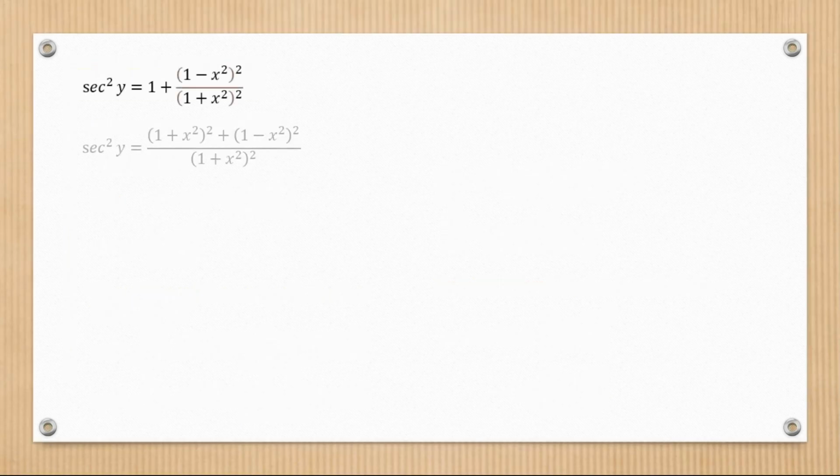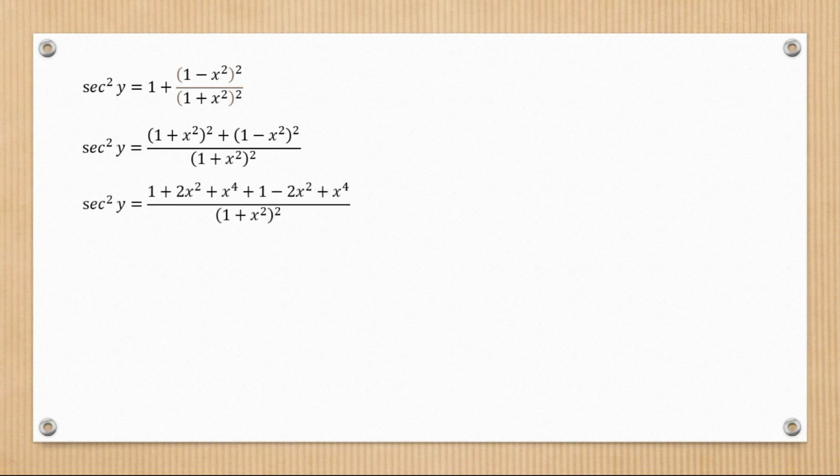We can next find the LCM. The LCM is that, and then we expand and open the brackets. This is what we're left with. We can see that this and this cancel, then this and this add. Now we have 2 plus 2x to the power 4 in the numerator. Remember, all we were looking for was sec squared y, and now we have it.